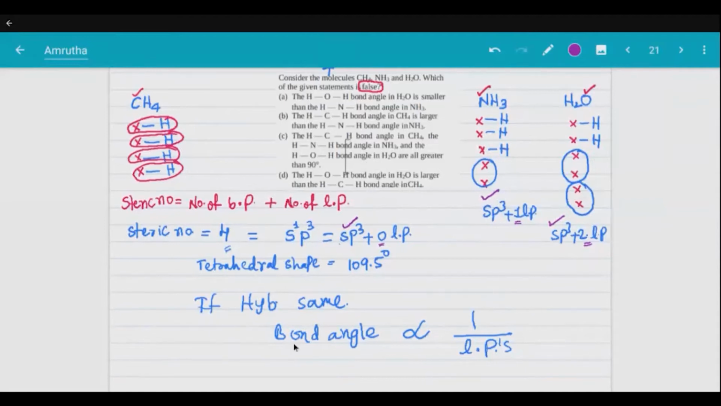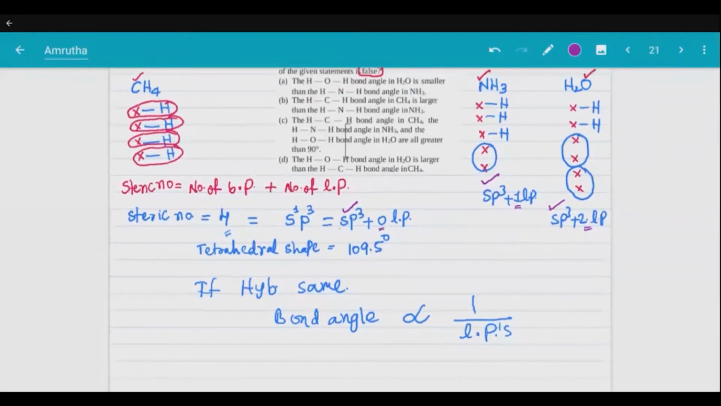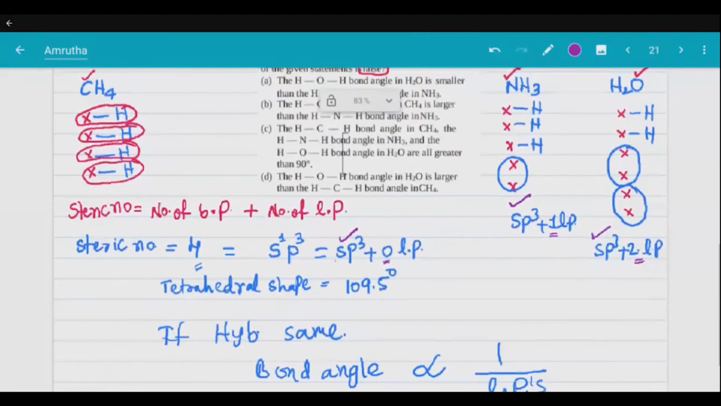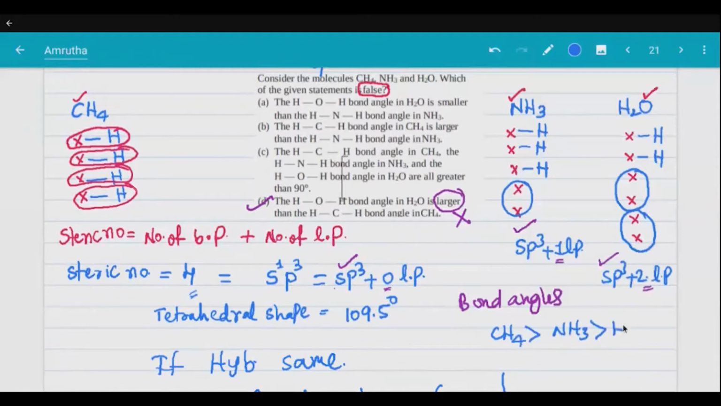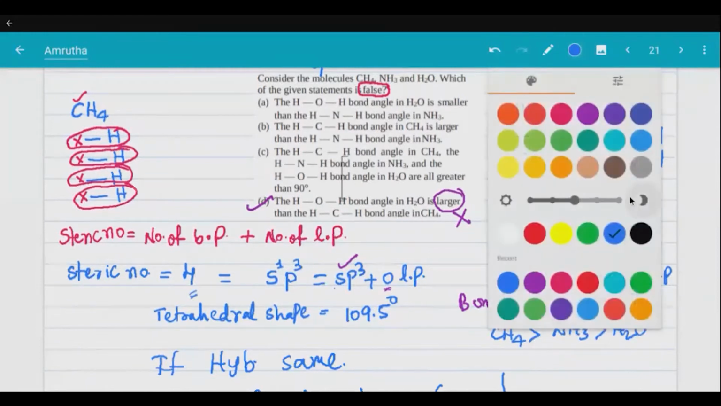Now tell me, which option is correct? Look at the options. The bond angle should be least in H2O, right? So which is the false statement? D. Very nice. So D is saying H2O is larger. No, that is never true, right? H2O is less. If you see the bond angle order, which is highest? CH4 is highest, no doubt. Then NH3 because of one lone pair, and H2O with two lone pairs. As lone pairs increase, the bond angle decreases. As simple as that.